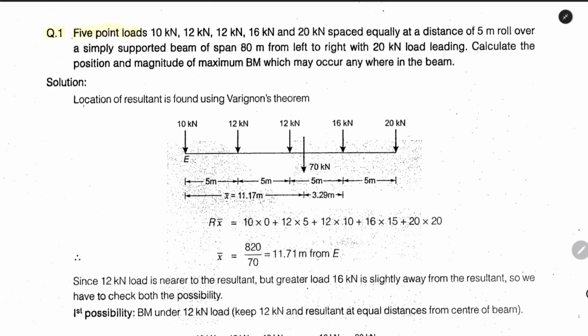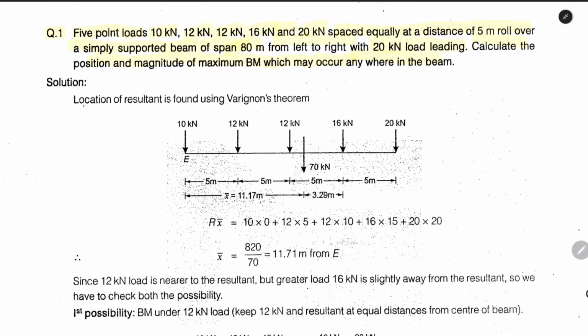So there are 5-point loads that are 10 kilonewton, 12 kilonewton, 12 kilonewton, 16 kilonewton and 20 kilonewton, spaced equally at a distance of 5 meter over a simply supported beam of span 80 meter from left to right with a 20 kilonewton load leading. Calculate the position and magnitude of maximum bending moment which may occur anywhere in the beam.